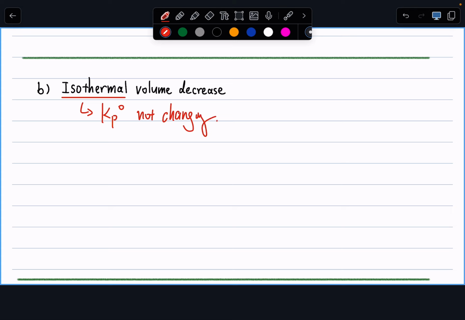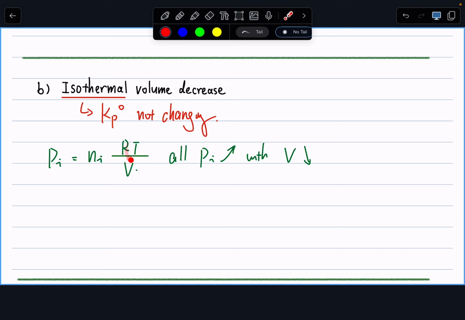My volume is changing. And what else do we have here? We want to use this relationship: Pi equals Ni over RT over V. All my partial pressures would increase with my volume decrease. Ni is not changing, R is not changing, T is not changing, volume is the only thing changing. So all my partial pressures will increase.